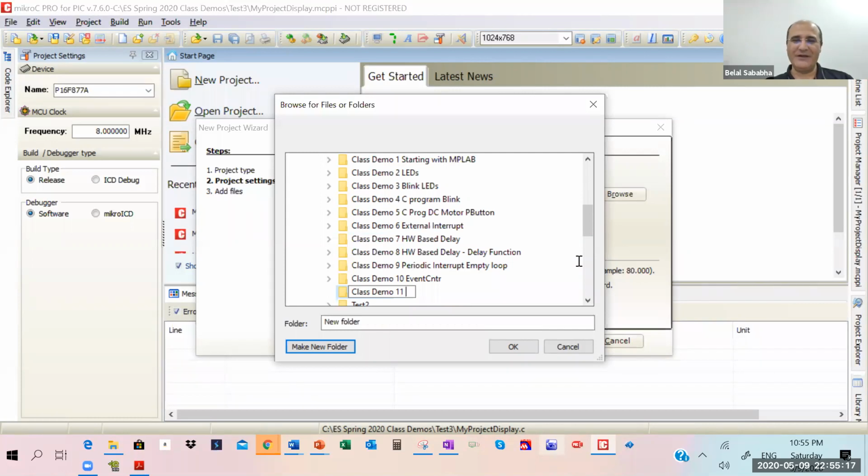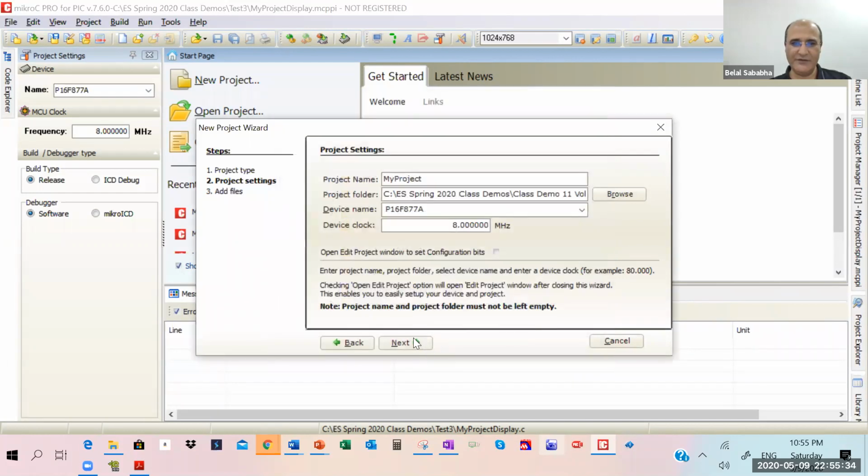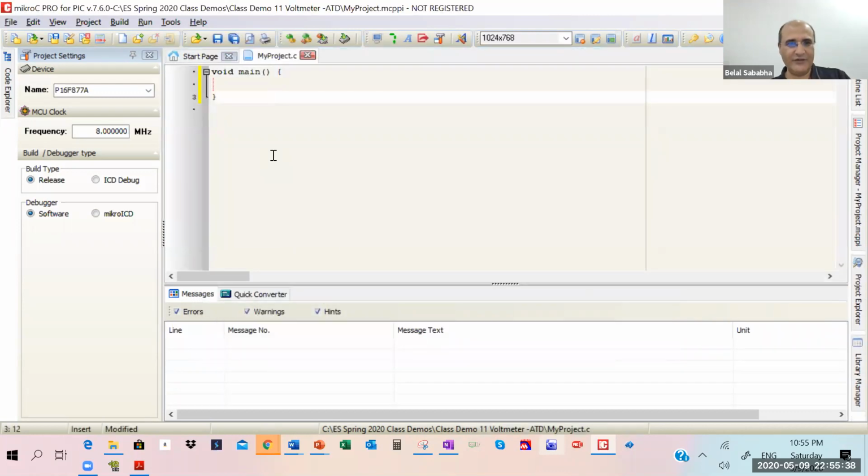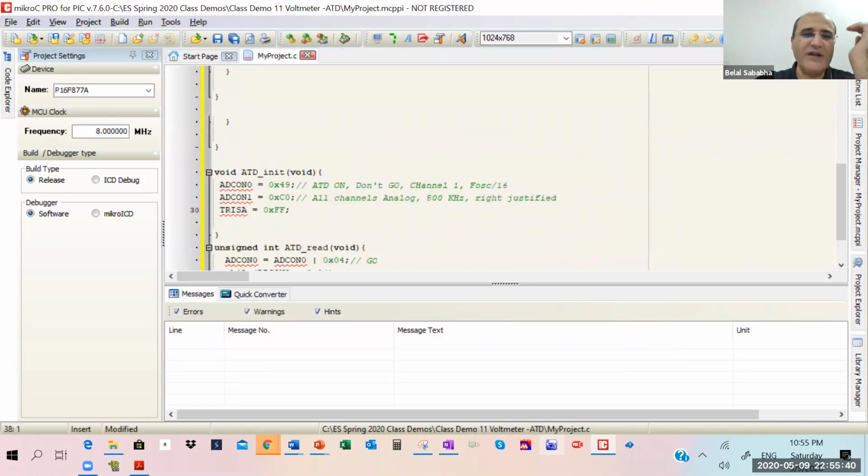Okay. Class demo 8 voltmeter, what do you think? In other words, A to D. A to D. Okay. Next. Finish. Control A, Control V. Listen. What am I gonna do?